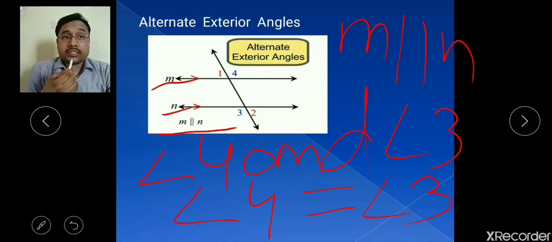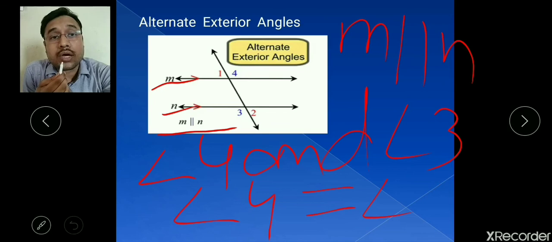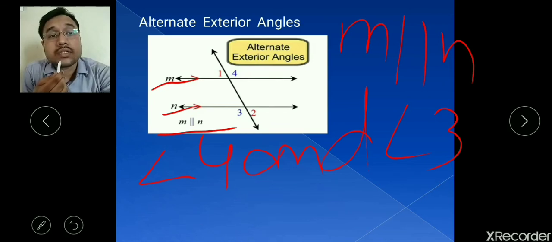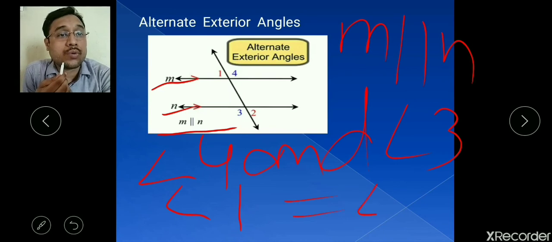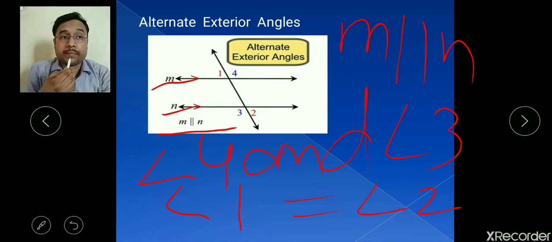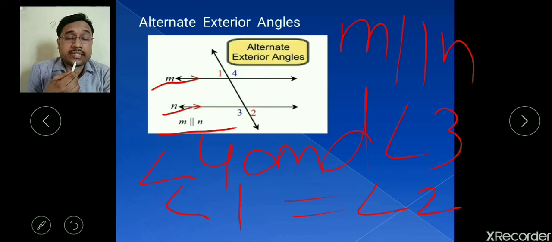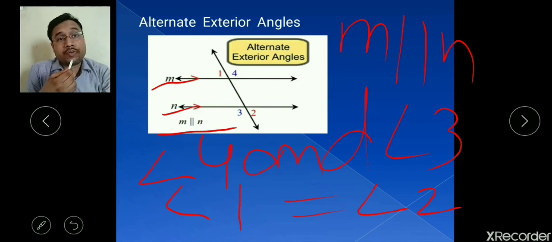if the two lines which are intersected by the transversal are parallel. Same way here angle 1 and angle 2, written in red color in the figure, are also alternate exterior angles and they are equal when the given two lines M and N are parallel.